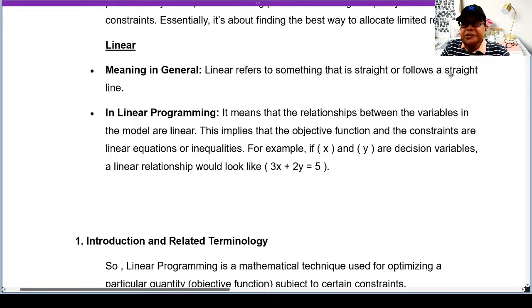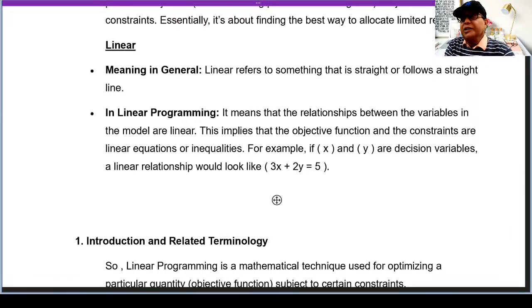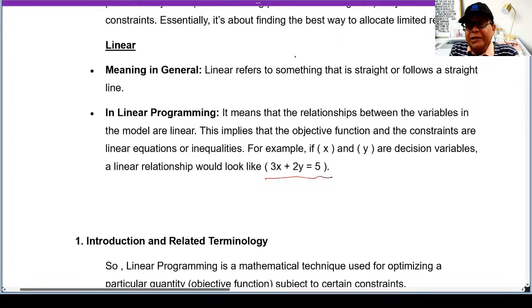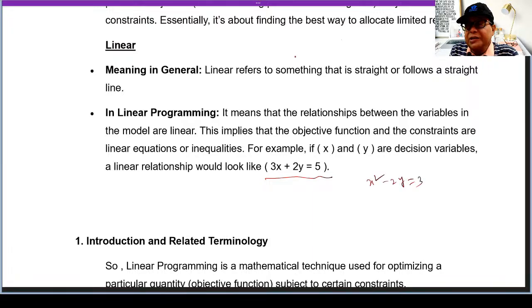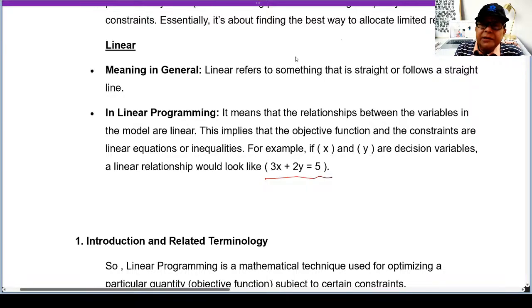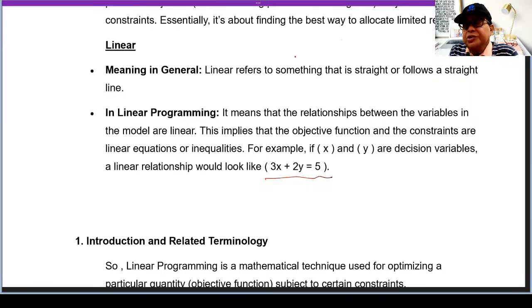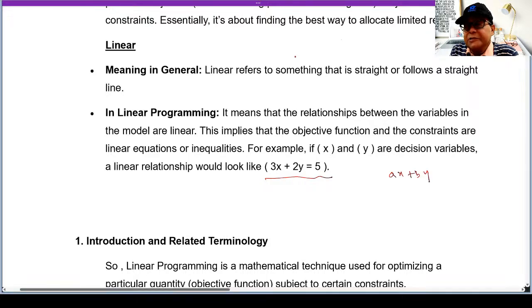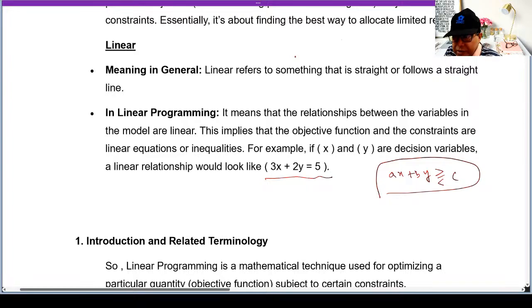Linear refers to something that is straight or forward, follows a straight line, and in linear programming it means that the relationship between the variables in the model is linear. You'll always find terms like this in linear programming. You'll never get a term like x square minus 2y square equal to 3. That's why it is called linear. So, the meaning is clear why it is linear? Because the inequation will arise in this form: x plus by greater than, equal to or less than c. Maybe a is 0, b is 0, maybe c is also equal to 0.